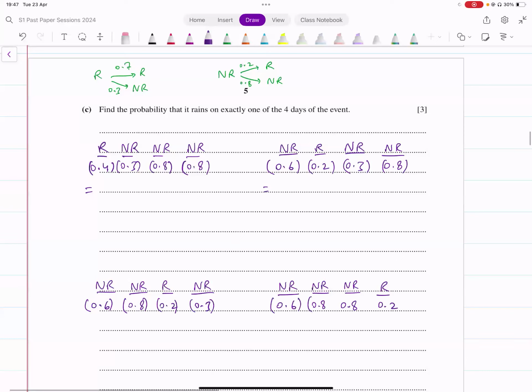What we have to do now is add all of them up, and that will give us the result. Okay, so what do we get? Anyone who has done the calculations, 0.4 into 0.3 into 0.8 into 0.8, that's giving me 0.0768. 0.6 into 0.2 into 0.3 into 0.8. Now, looking at this question, it did not look that complicated, to be honest. But now this part C was fairly complicated. 0.0288. Okay.